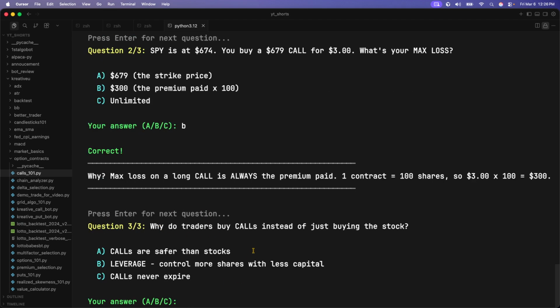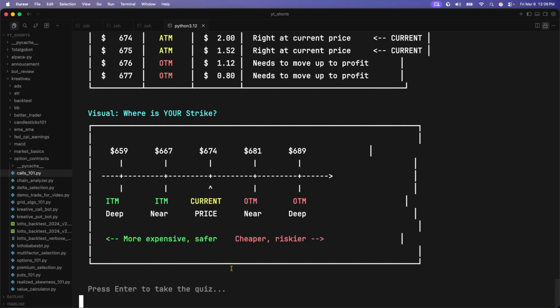Why do traders buy calls instead of just buying these stocks? That's an interesting question. Calls are safer than stocks, not always, right? That's one of those estimations. That's not really a good answer here. Leverage. I think I heard that before. Control more shares with less capital. Calls never expire. I wish. So just by process of elimination, it is going to be leverage. Let's go ahead and go to our second block.